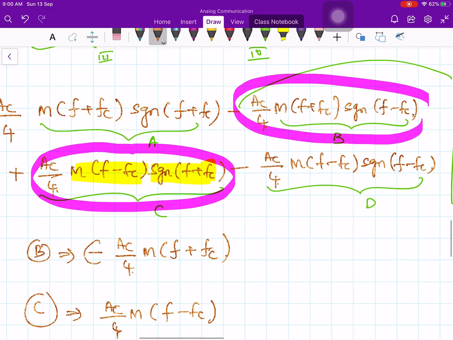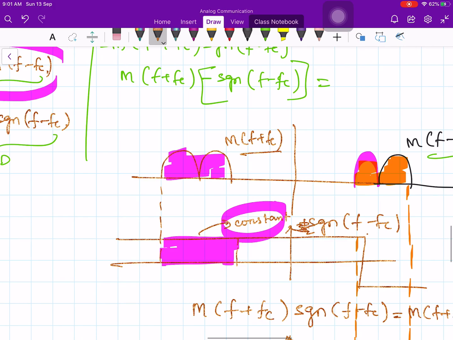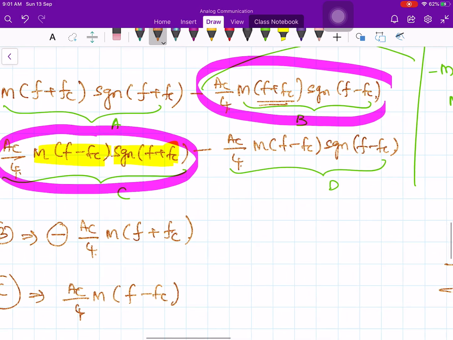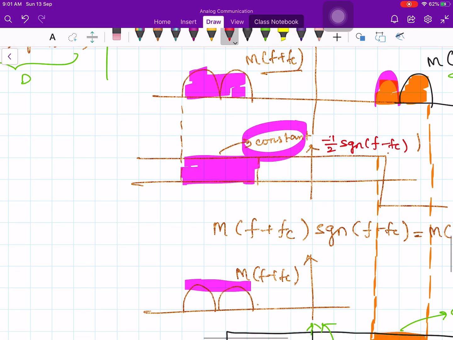And this minus sign will go away. Why? Because you are multiplying m of f minus fc with the minus. This function, let me change the color, is minus 1 by 2 signum of f minus fc. There is a minus sign. So here you put a minus sign here.